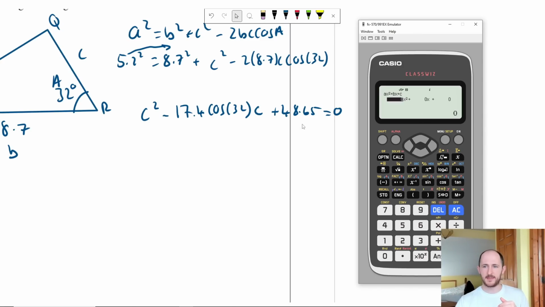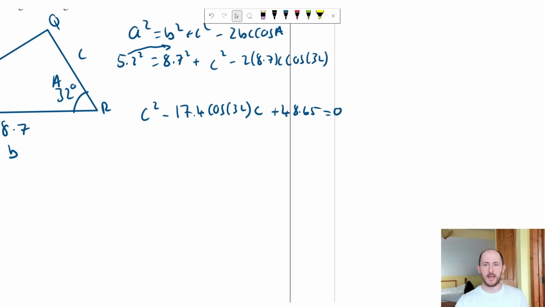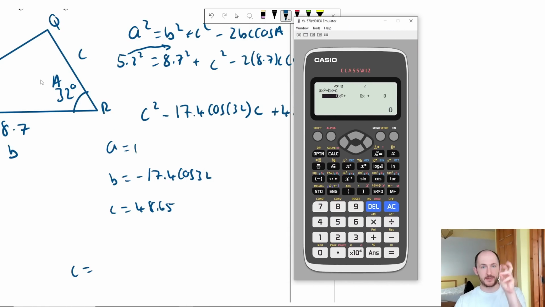But we can just enter this into here, and it would give us the solutions. If not, you will have to use the quadratic formula, where a is equal to 1, b is equal to minus 17.4 cos 32, and c is equal to 48.65. Whichever way you do it, you're going to get two answers for c. And this is where the whole acute angle thing changes things.